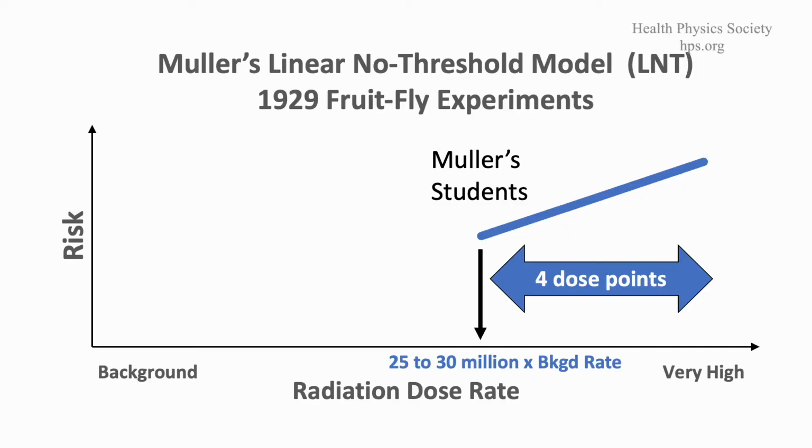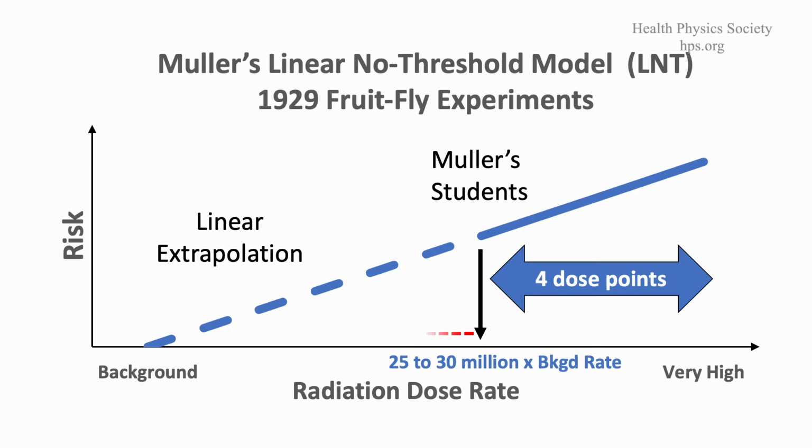Now, what Muller did was, the data actually showed there's a linear dose-response within the range that was tested. But what Muller then did was he decided to, that famous word, extrapolate. And so he went outside the observed data, but he didn't just go outside the observed by a little bit. He actually went from about 30 million times above background down to background and below.